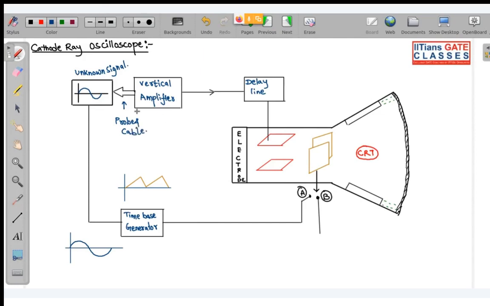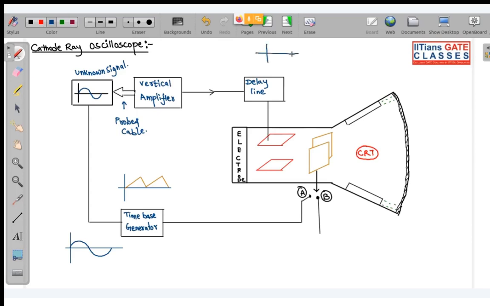Now this is your vertical amplifier. Now why do we require an amplifier? Can anyone tell me? Vertical amplifier especially. To enhance the amplitude of the signal. Yes, correct. You are correct.